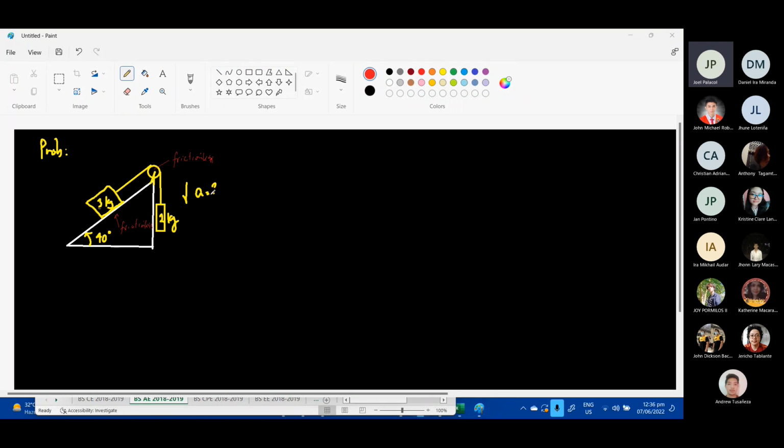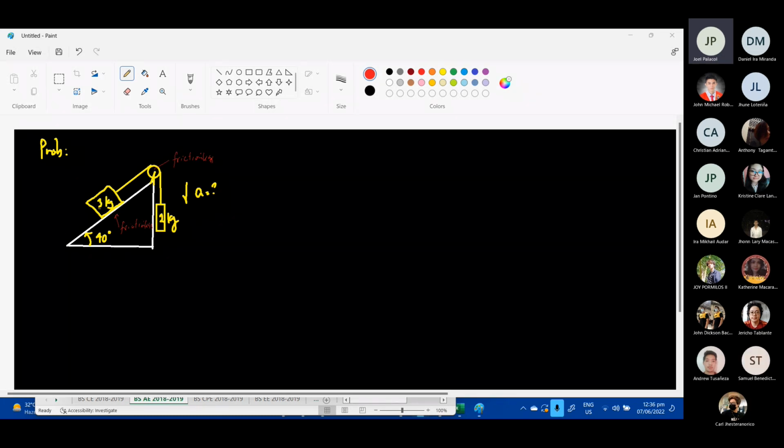We don't know whether that is really the direction of motion, because it is possible that the 3 kilogram mass will be sliding down, while the 2 kilogram mass will be accelerating up. Anyway, it will show in our computations whether our assumption is correct or not.